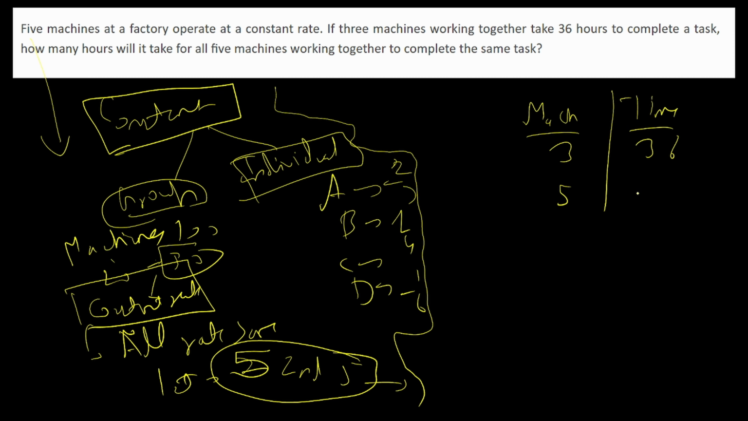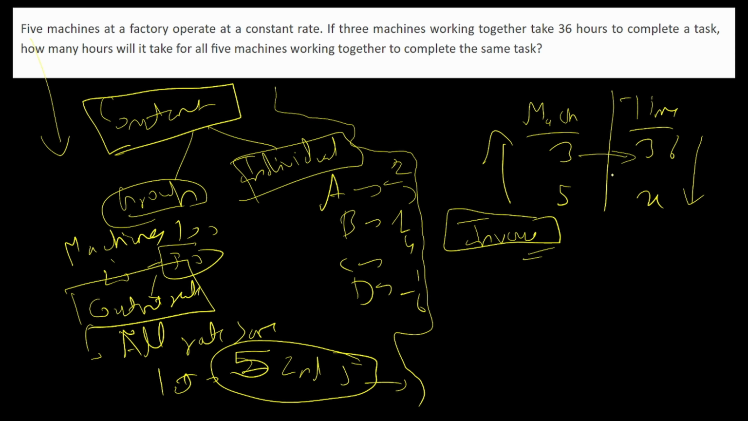Now you want the time also. Now your machines are increasing, so your time will be reduced. Why? Because the task is the same. Your machines are increasing, so the time taken will be reduced. That's why it's an inverse relationship, and I hope we all understood the inverse relationship we talk about.